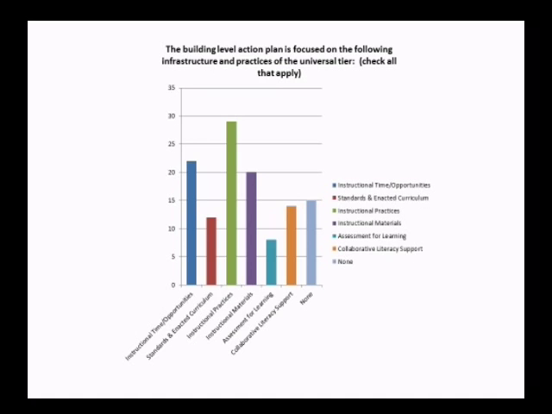Number 5, assessment for learning. What evidence is there to show the instruction is meeting the needs of all students? Number 6, collaborative literacy support. How does the building climate and culture contribute to successful and effective literacy collaboration while building home and school partnerships?